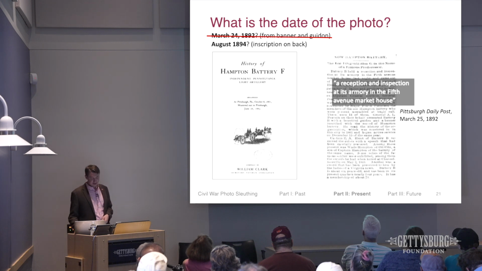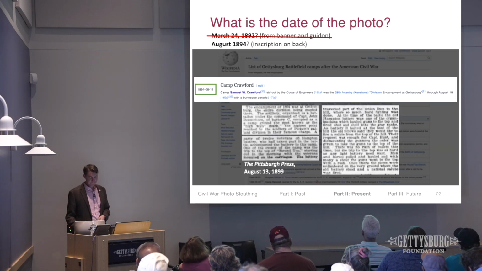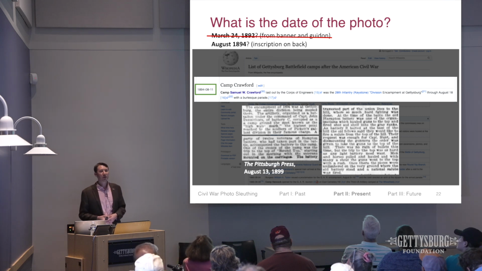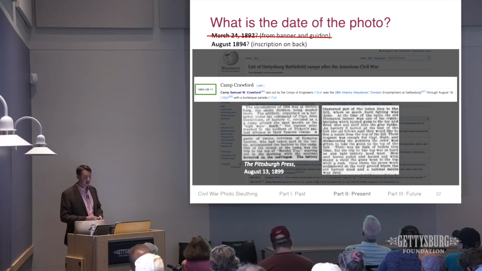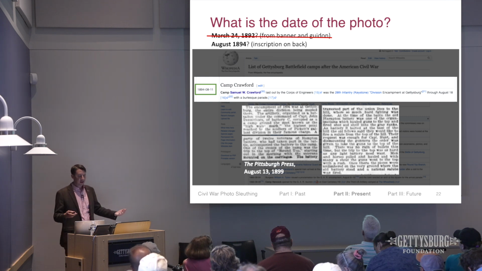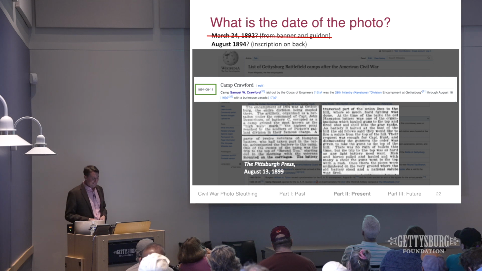That leaves us with the other candidate. Maybe it's August 94. So let's explore that possibility. One of the other clues on the back there was the mention of the NG encampment, which is probably National Guard encampment. Now, wouldn't it be nice if there was some way to figure out when there were National Guard encampments on the Gettysburg battlefield? Oh, look, there's a Wikipedia article just about that topic. How convenient. This is surprising, but really helpful.